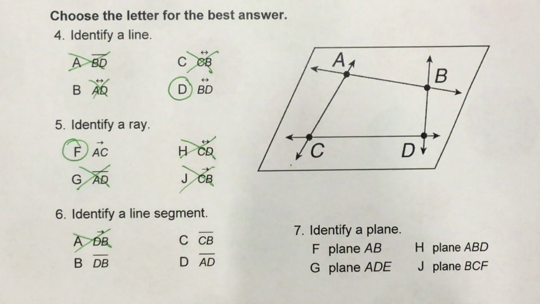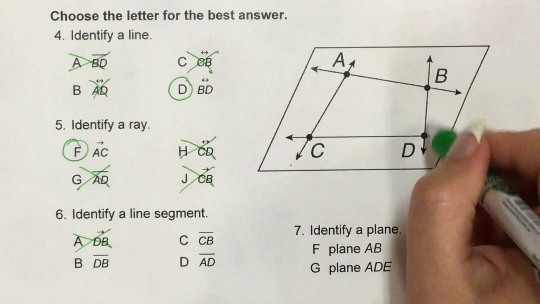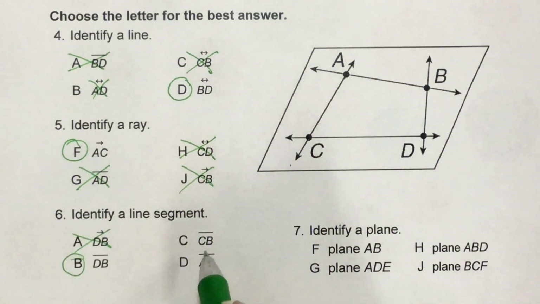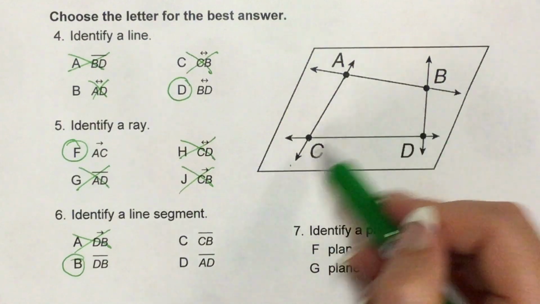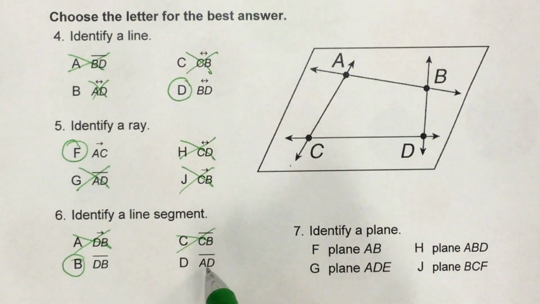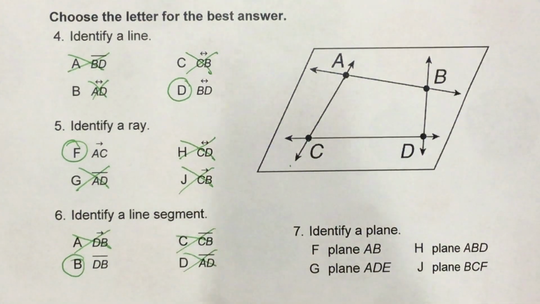Let's go to B. B has a line segment notation, which is good. And we have DB as being the endpoints. Okay, that could work. That's a possibility. What about C? CB. Well, there is no line connecting those two. So, nope, I'm sorry, goodbye. What about line segment AD? Well, there's no line connecting them either. So, nope, I'm sorry, goodbye. So, yeah, number 6, B is the answer.